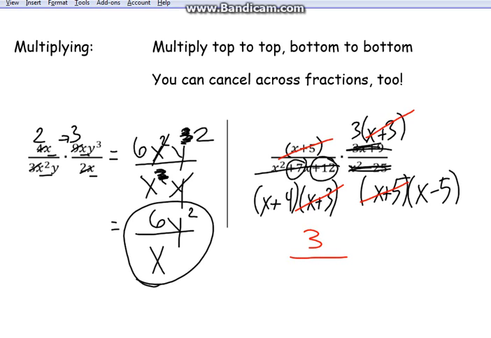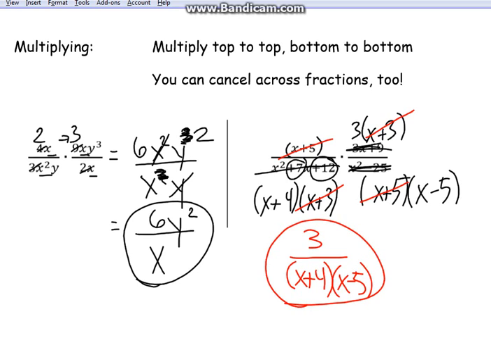In my denominator, I have x plus 4 and x minus 5. And there we go. Notice that I didn't do anything with excluded values. For this round, I'm not going to worry about those at all. I just want you to focus on the simplification for multiplication and division problems. So now we move on to division. Please stop this video. Take a look at the next one, dividing rational expressions.